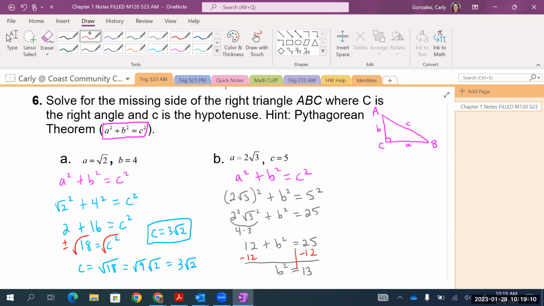Last step, to cancel out the square on b, we can take the square root of both sides, and we get that b is the positive square root of 13, since it's the length of the side of a triangle. And there we have it. We found that if one leg is 2 rad 3 and the hypotenuse is 5, the missing leg would be rad 13.